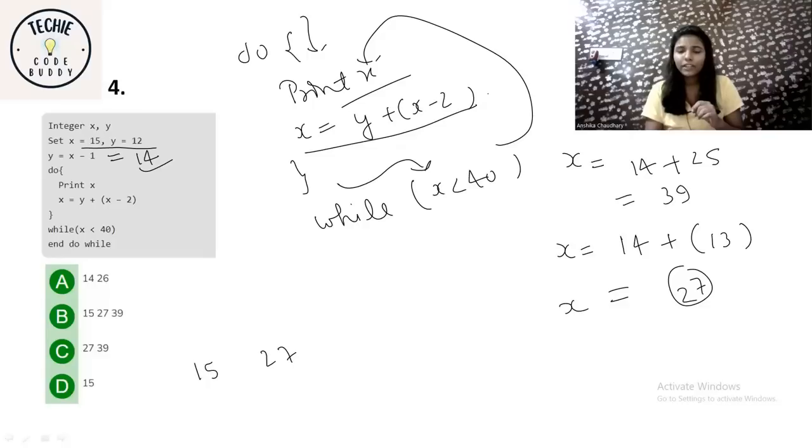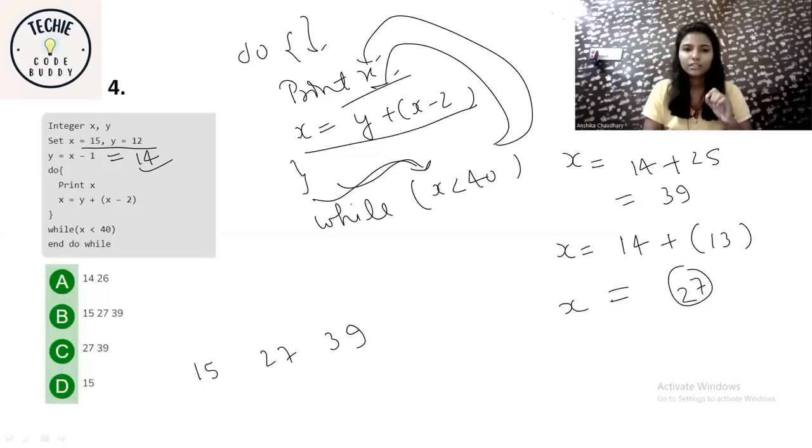Now come here and check: while x is less than 40, so 39 is less than 40. Yes, it is. So we will come into the do while loop and we will print x. So we have to print x, 39. Now we will perform this operation.